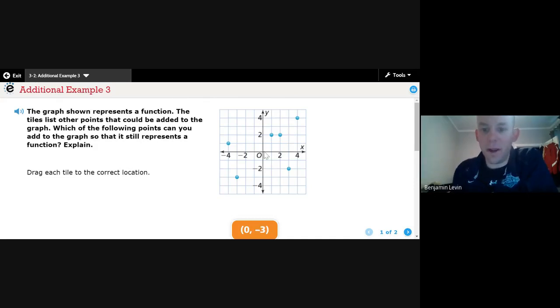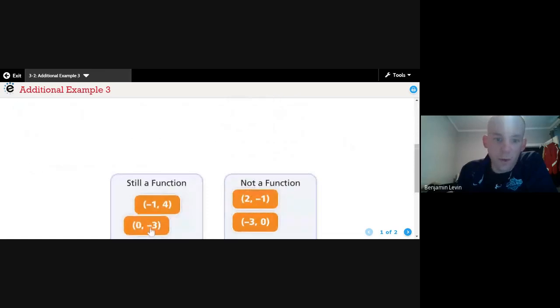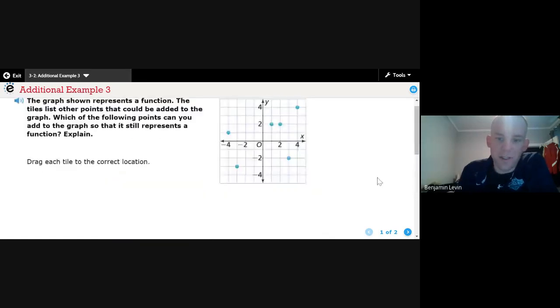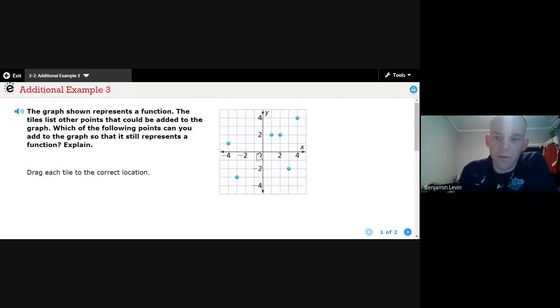0, -3 also could work because we don't have anything at 0 yet. Again, it's x comma y, so 0, -3, and then we go down 1, 2, 3. We would plot a point. That could work. Okay, just because it's a zigzaggy thing or a curvy thing doesn't mean it's not a function. It's just a non-linear function. Again, it's all about the vertical line test, right? If you're looking at a graph, does it pass the vertical line test? Does the vertical line you draw only cross at one point on the line?